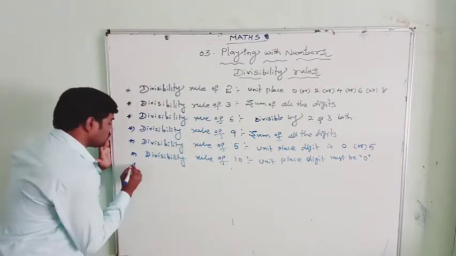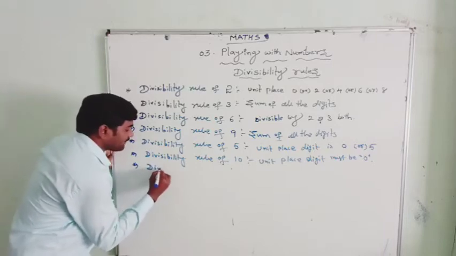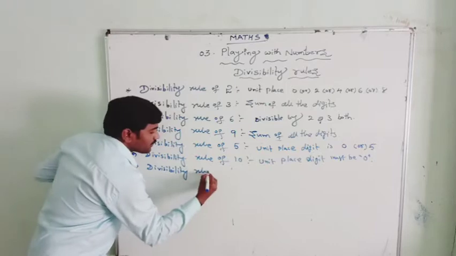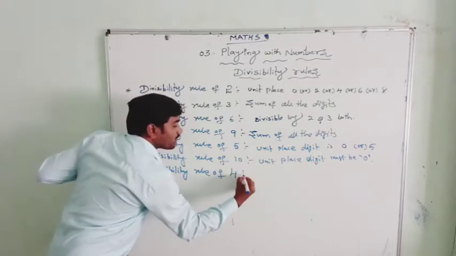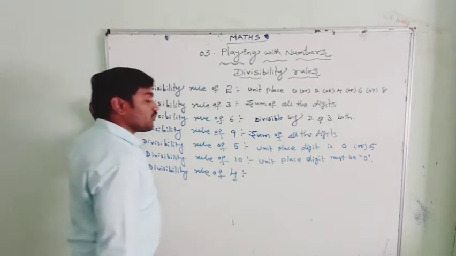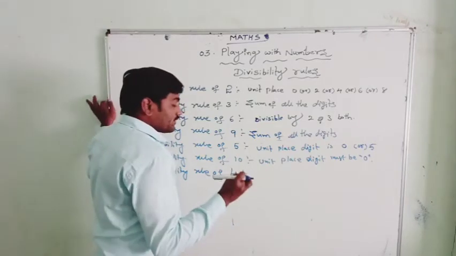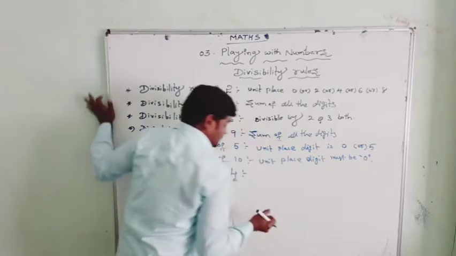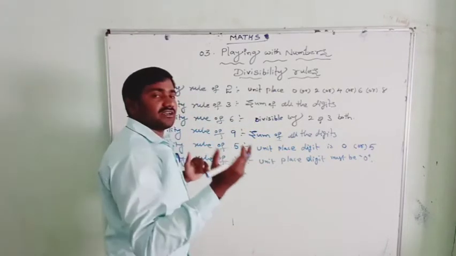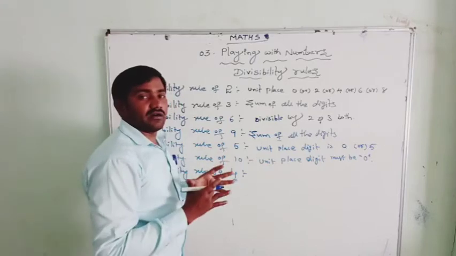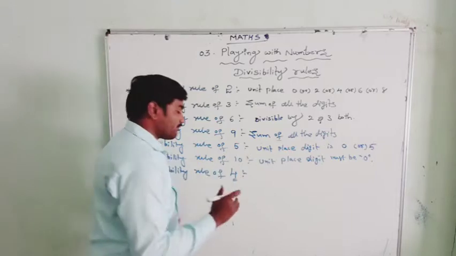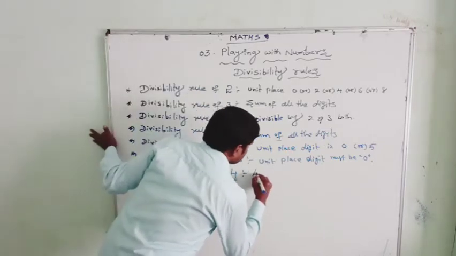So the next two are the divisibility rule of 4. What is the divisibility rule of 4? Take the last two places of a given number, that means the ones place and tens place. If that is divisible by 4, then the whole number is divisible by 4.